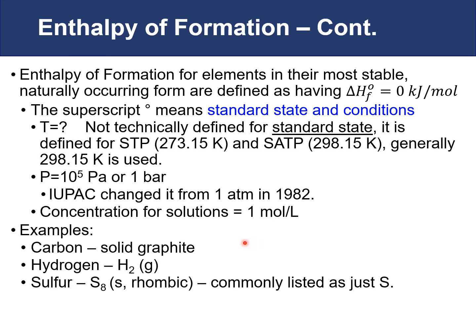So some of our examples of enthalpy of formation reference states would be carbon solid in the form of graphite. That is more stable than diamond. Hydrogen is going to be H2 as a gas. Sulfur would be S8, which is this rhombic crown-like structure. However, it was normally just listed as S, where it's technically the standard state divided by 8, but 0 divided by 8 is still 0, so it's perfectly okay. So the standard state for sulfur is this S8 circular crown-like structure.